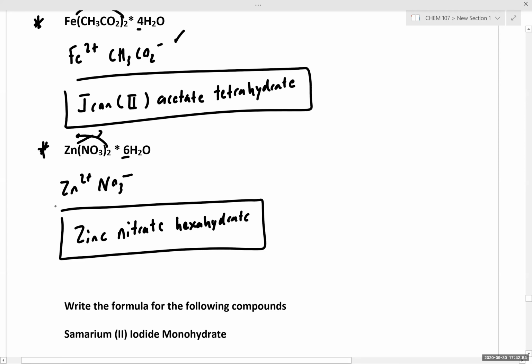I'm sorry, can you explain that one more time? So zinc is a fixed charge transition metal, so you do not need to specify the charge using a Roman numeral as part of the name. So we name our metal, which is zinc. Our polyatomic ion is nitrate. We have 6 water molecules, so we use the prefix hexa. It's a hydrate, so we end with hydrate. Does that make sense?